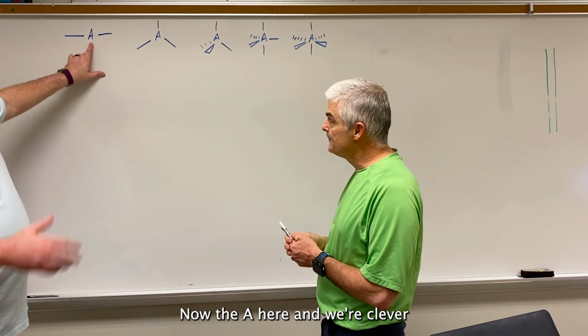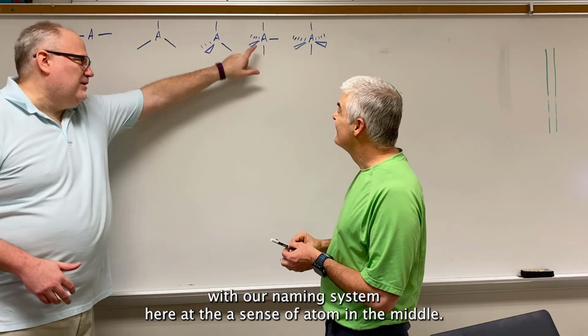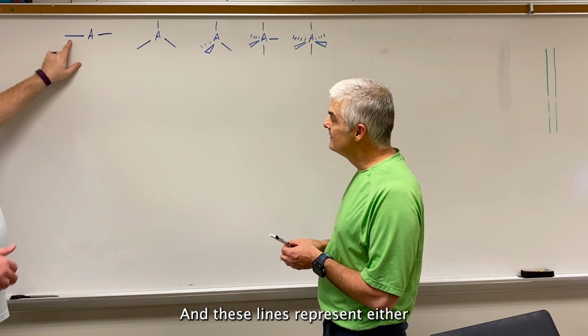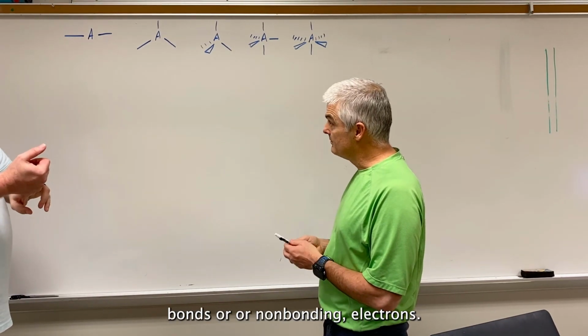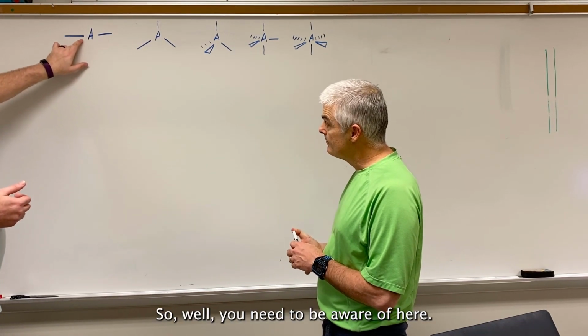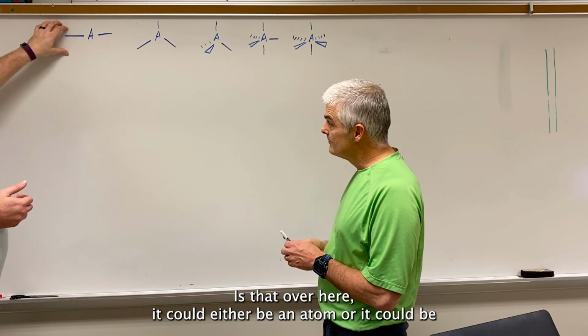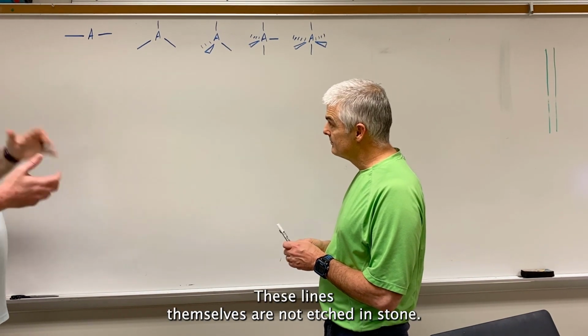Now, the A here, and we're clever with our naming system, stands for the atom in the middle. And these lines represent either bonds or non-bonding electron pairs. So what you need to be aware of is that over here, it could either be an atom or a pair of electrons. These lines themselves are not etched in stone.